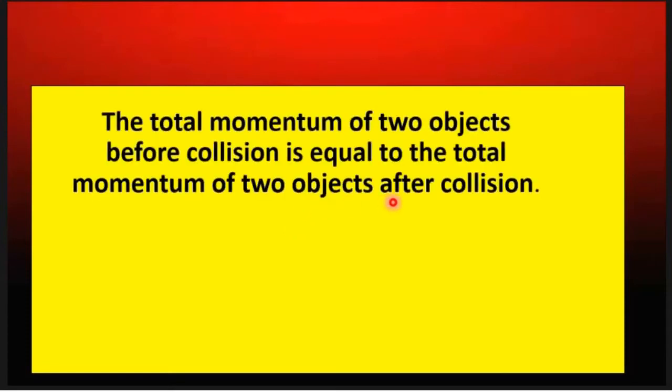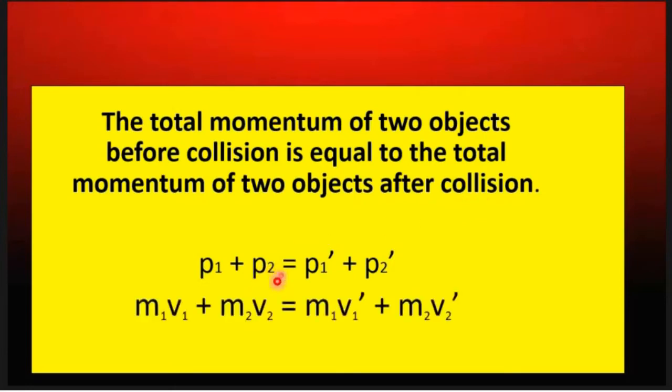Let's review. The law of conservation of momentum states that the total momentum of two objects before collision is equal to the total momentum of the two objects after collision. Mathematically, it is expressed by this formula. So the total momentum before the collision is equal to the total momentum after the collision.